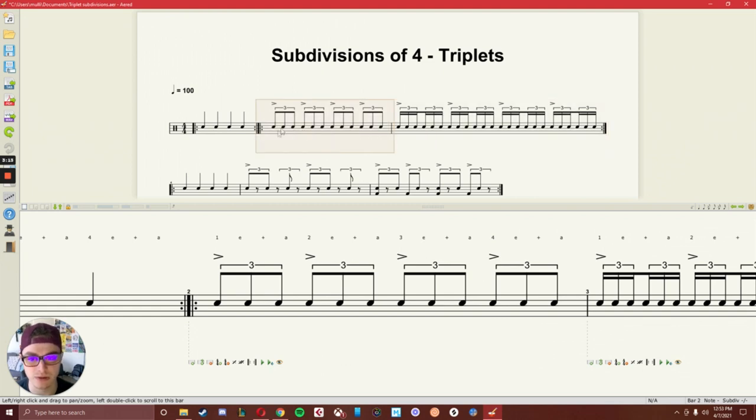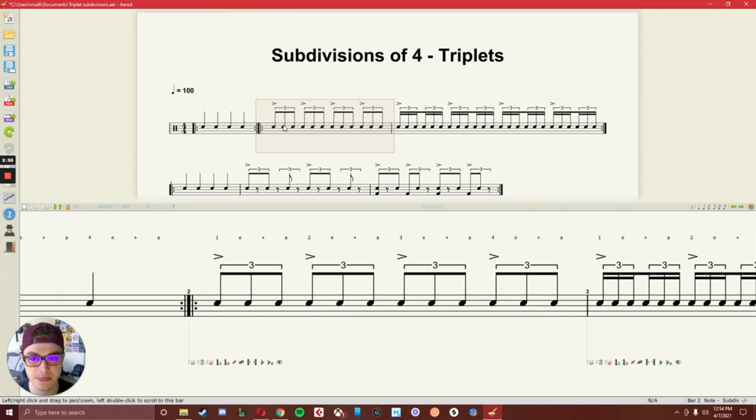The difference is now we're going from 3 to 6 instead of 4 to 8. So in each one of these beats, there are 6 notes. And the way it's grouped is, again, evenly spaced. So that's what this is delineating.